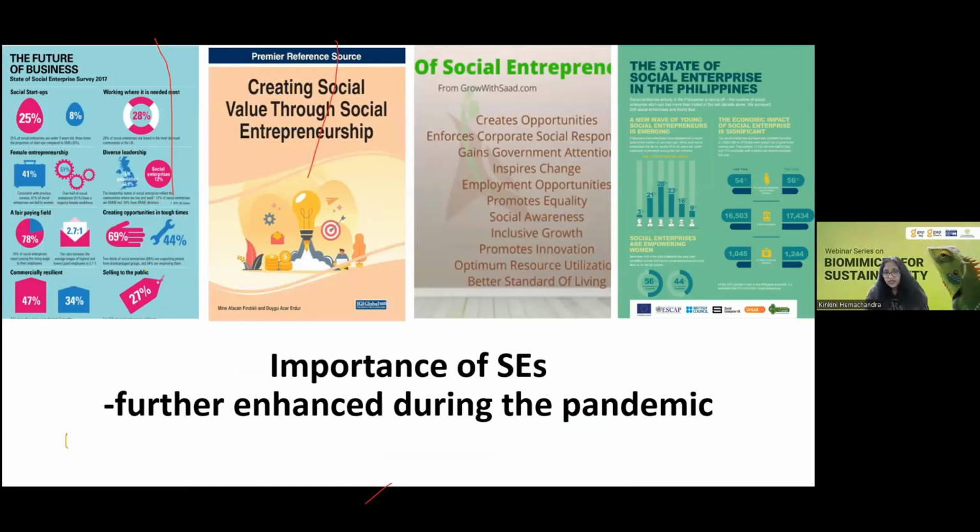Social entrepreneurs have further grown during the pandemic. This is one piece of evidence from the UK example, which demonstrated how much social enterprise has provided benefits to the community. For example, female entrepreneurship has been expanded through social entrepreneurs, they are also contributing to the economy, and they have become commercially resilient. So I'm not going to talk much more about social enterprise.